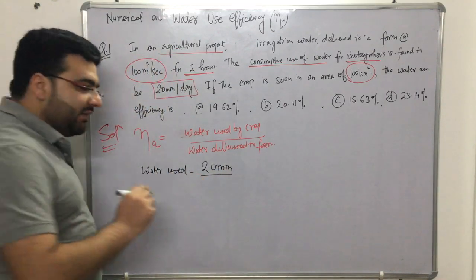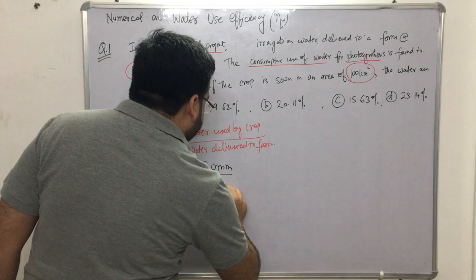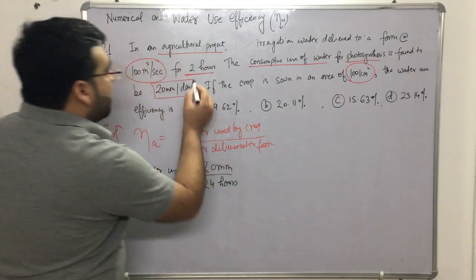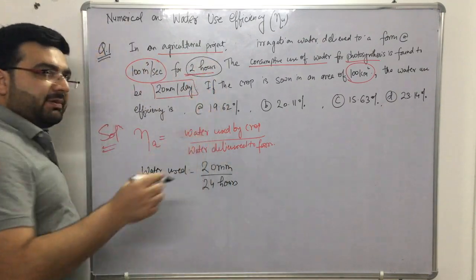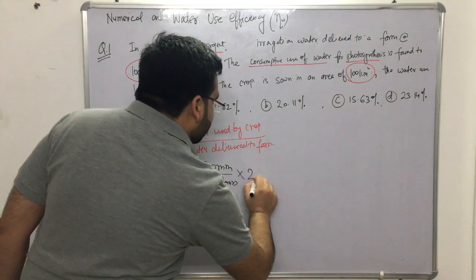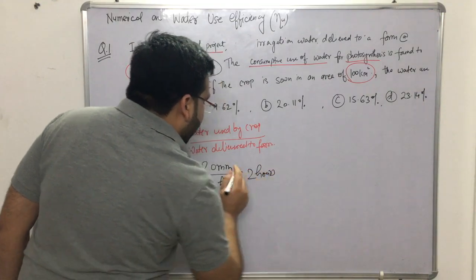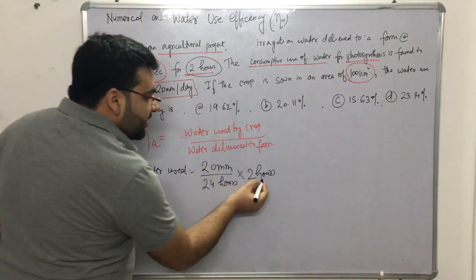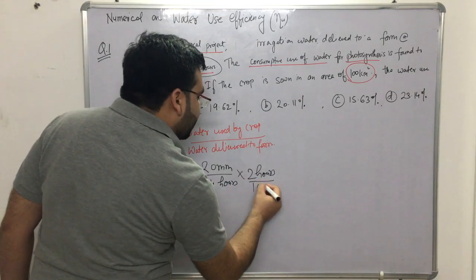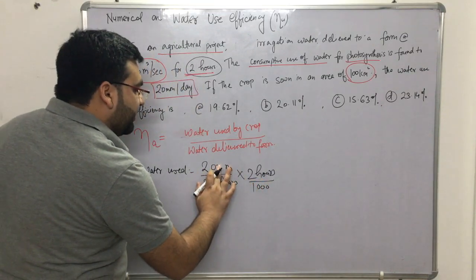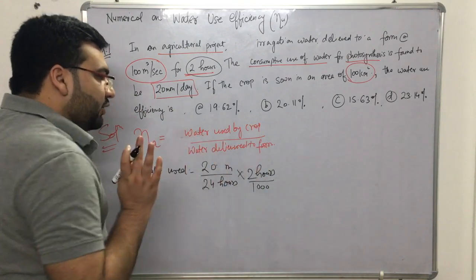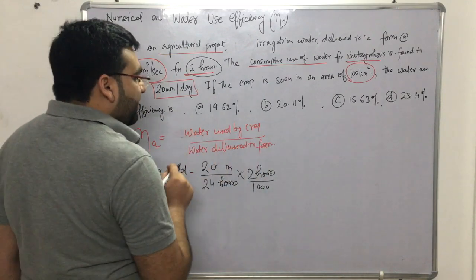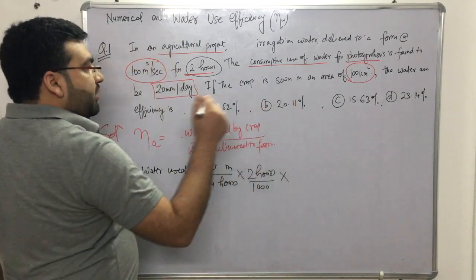So a day has 24 hours, so 20 mm in 24 hours. And what will be the consumptive use in 2 hours? Multiplied by 2 hours. This consumptive use will be in mm, so I will also divide it by 1000 to get it in meters. Hours will get cancelled out. So this will be in meters, multiplied by the area to get the volume.